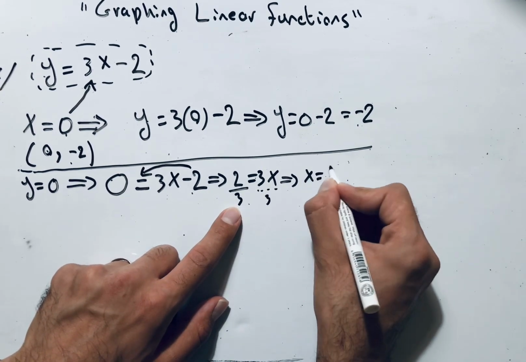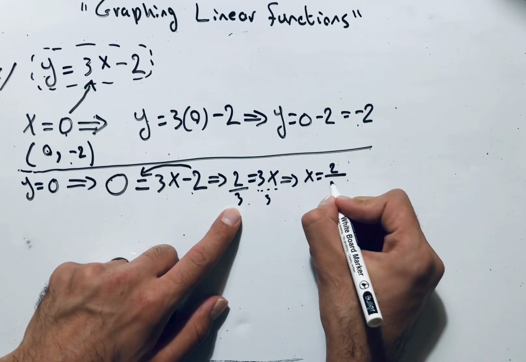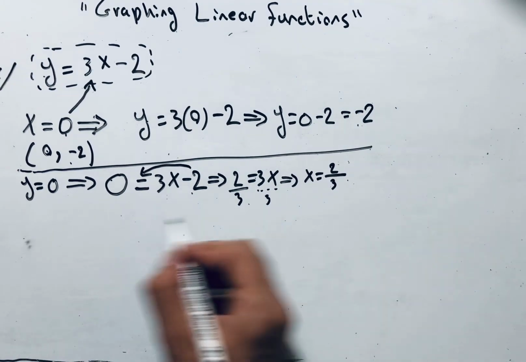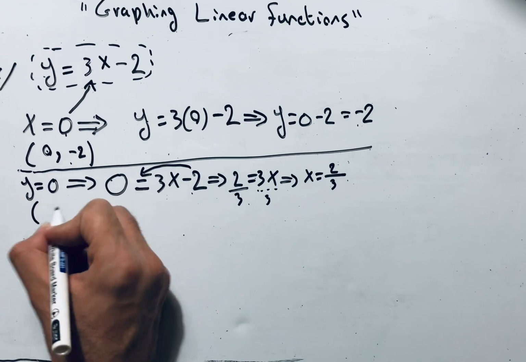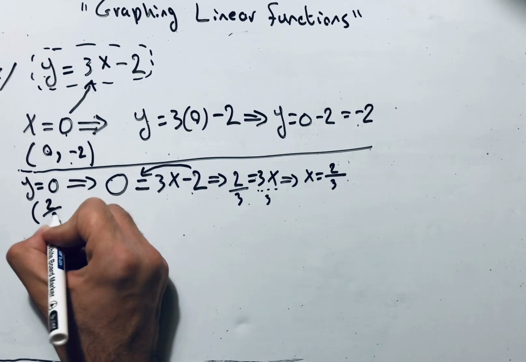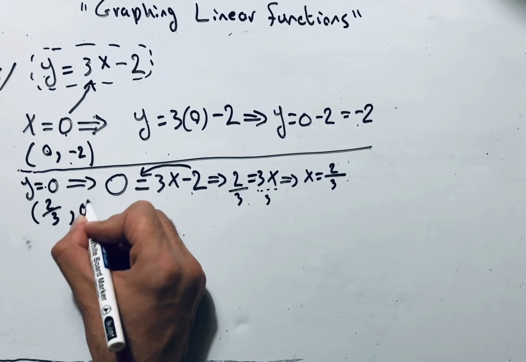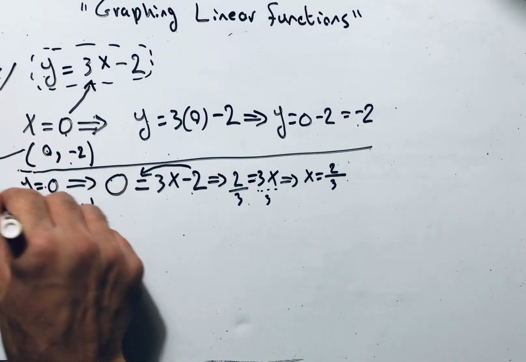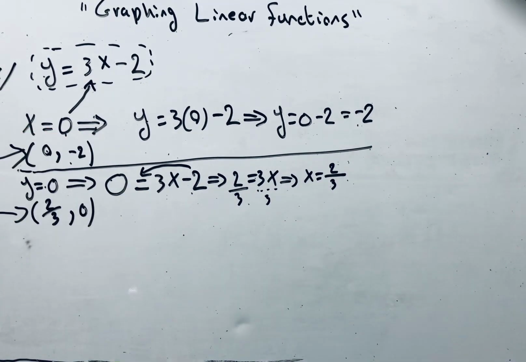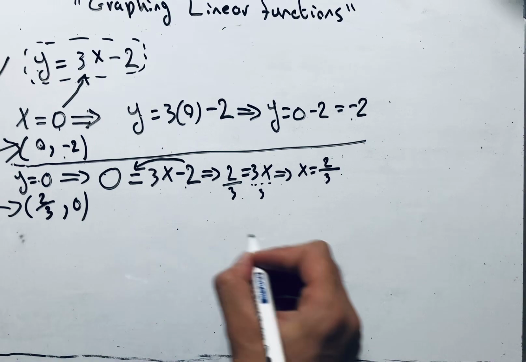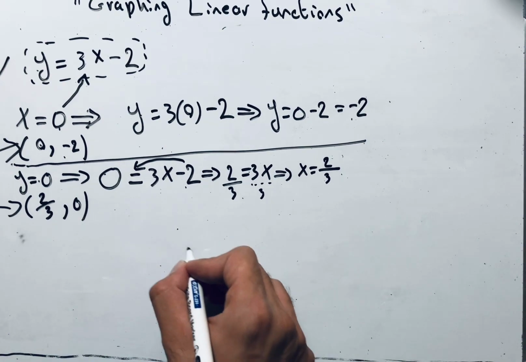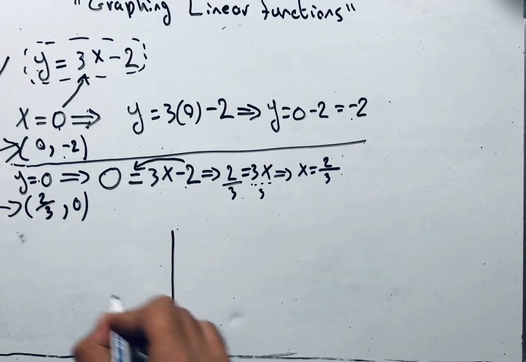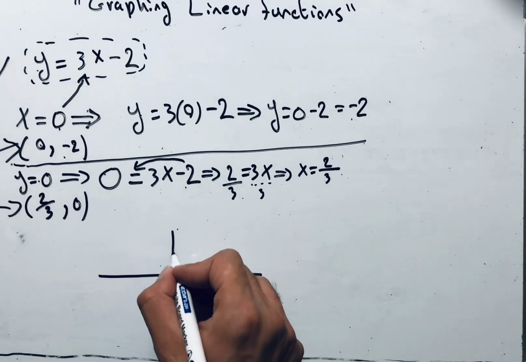So x is equal to 2/3. Okay. So we get a new point here. So the x is 2/3. The y is 0. So now that I have 2 points, I can just plot them on the number line, or let's say on the xy plane. Okay. So it's going to be a small graph.